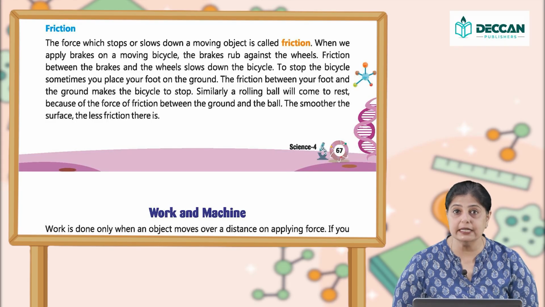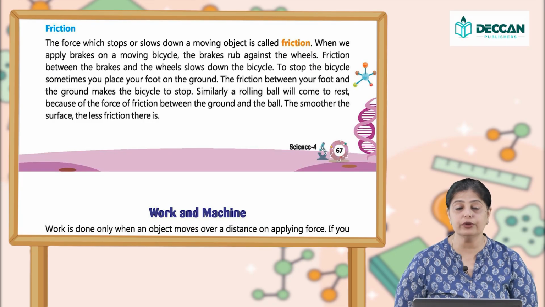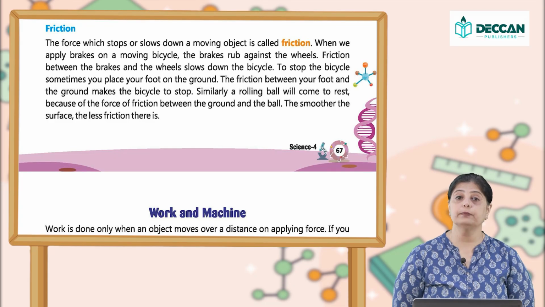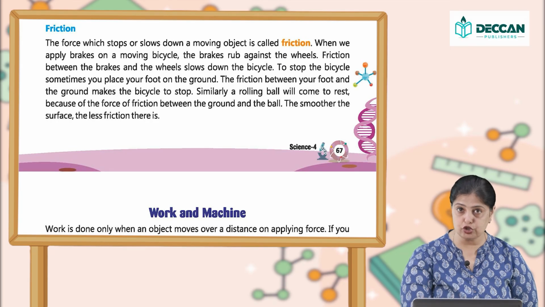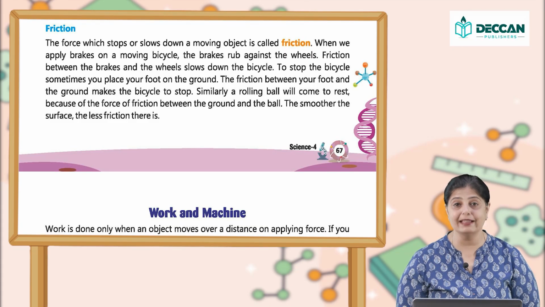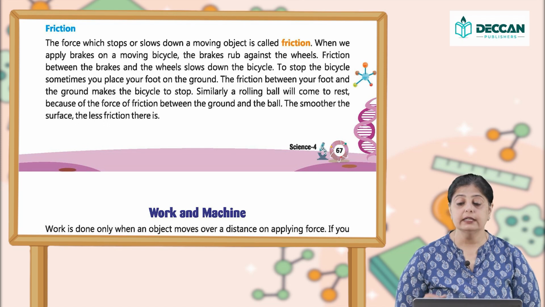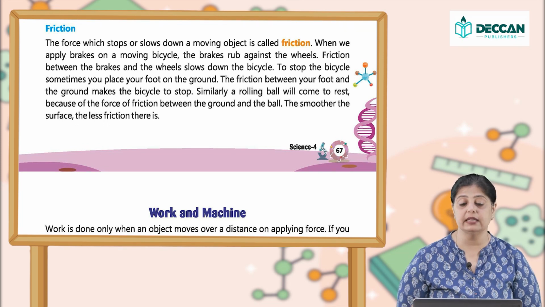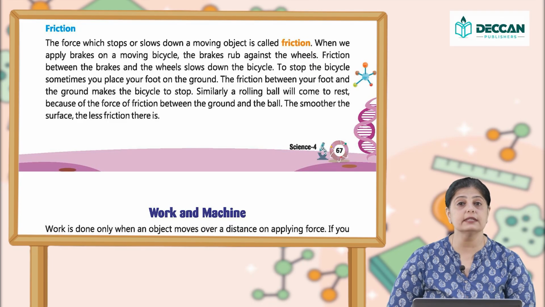That friction holds your foot to the ground, and that is the reason why the bicycle immediately stops. Similarly, a rolling ball will come to rest because of the force of friction between the ground and the ball. If you see a ball rolling, after some time it just stops, because the force of friction between the ground and the ball has made it stop. The smoother the surface, the less friction there is.